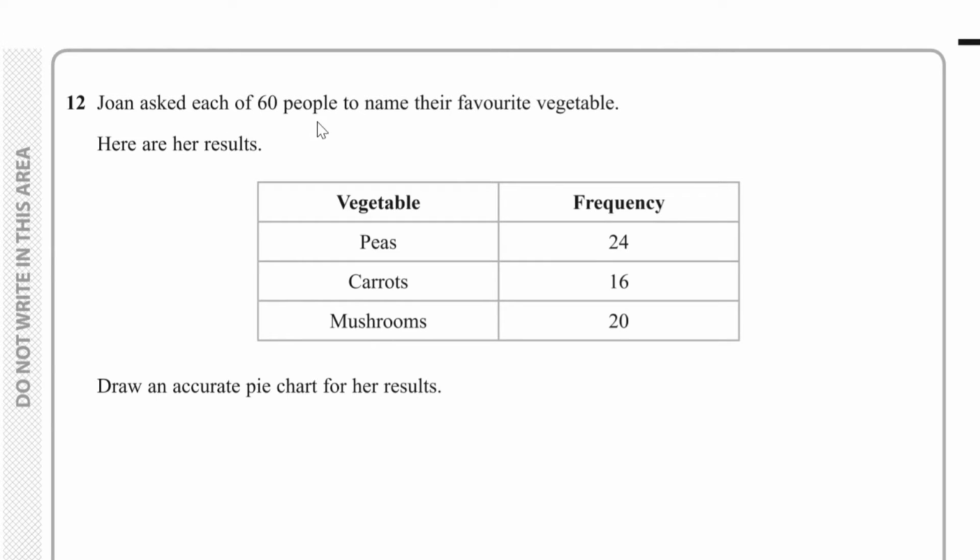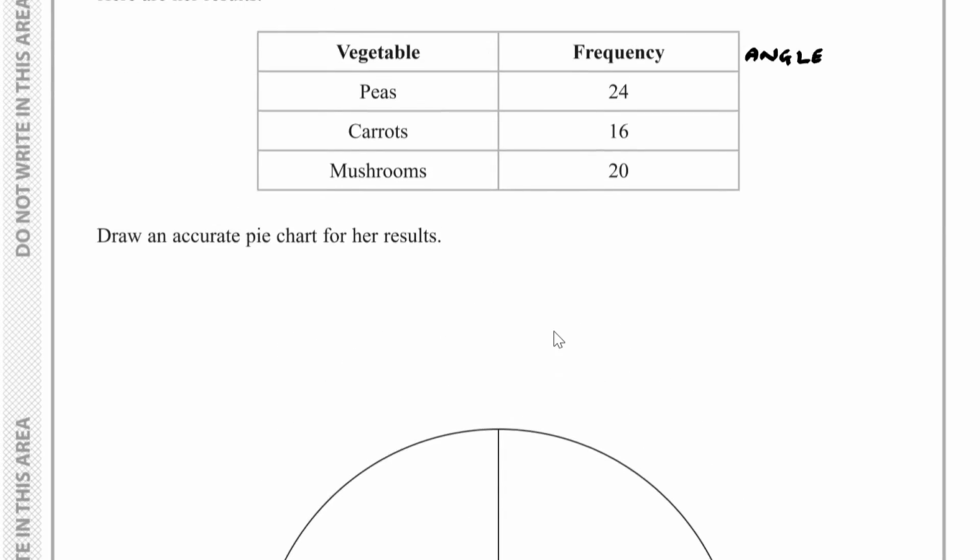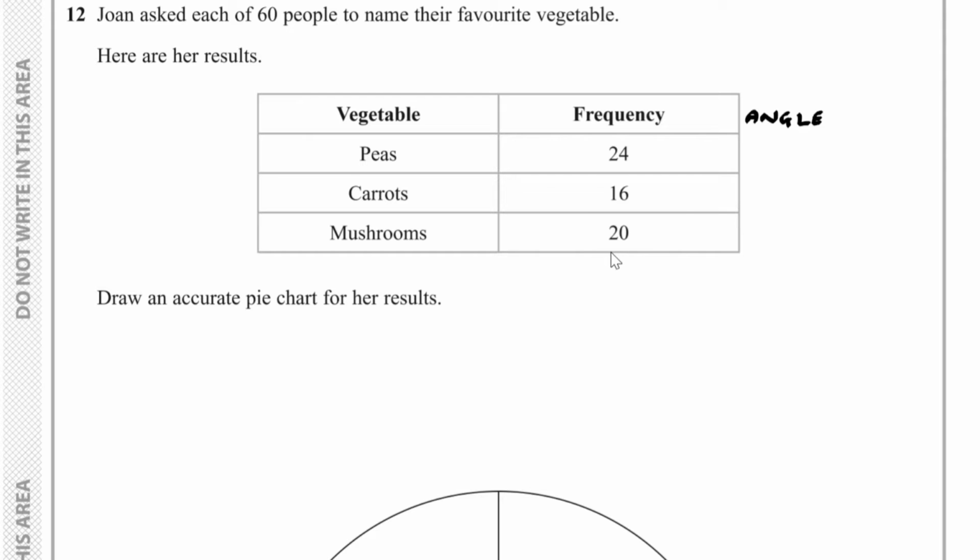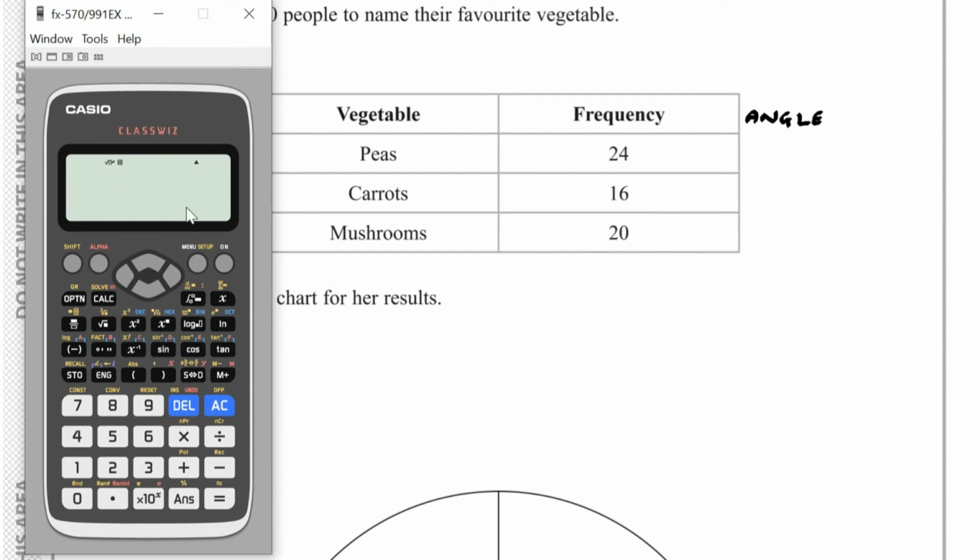Question 12. John asked each of 60 people to name their favourite vegetable. We've got peas, carrots and mushrooms, and we've got the frequencies for those. 24 for peas, 16 for carrots, 20 for mushrooms. We have to draw an accurate pie chart for her results. Well, for us to draw a pie chart, what we need to do is first of all find the angle. Now, to find the angle, if we know that angles around a point sum to 360, we have a proportion of the sum of angles. And so for peas, we have 24 out of 60 in total. This is the fraction representing peas, and we multiply this by 360 because we have a fraction of 360.